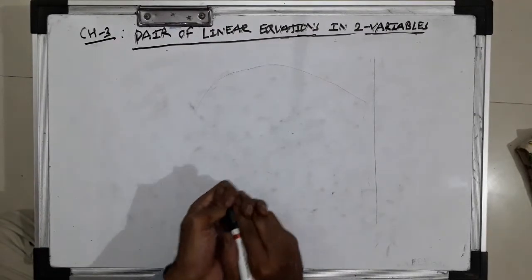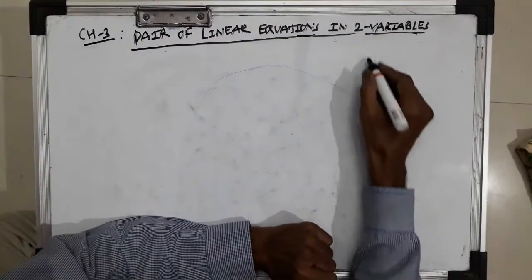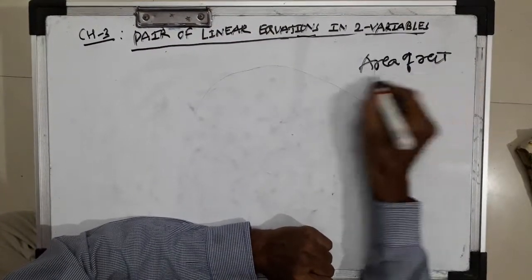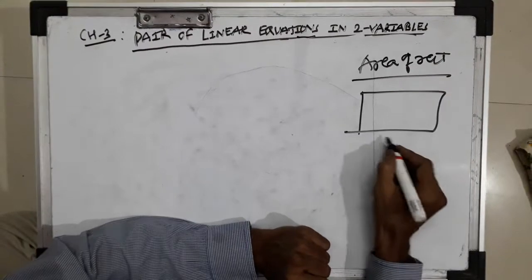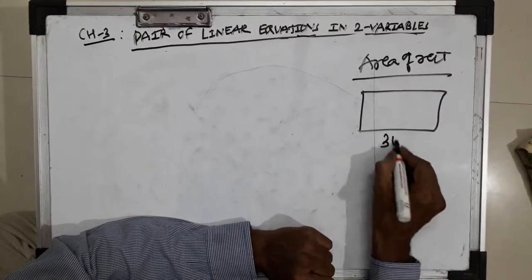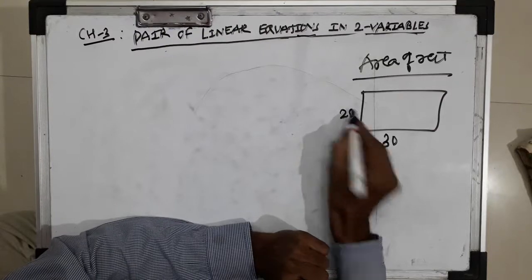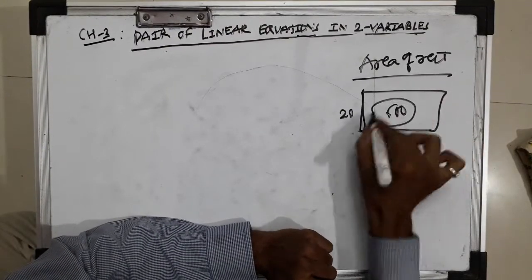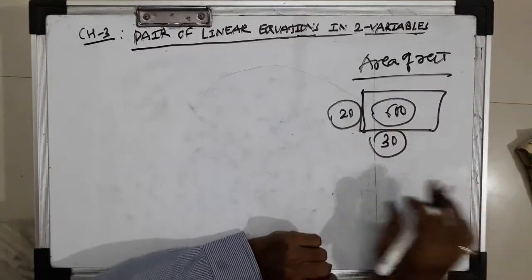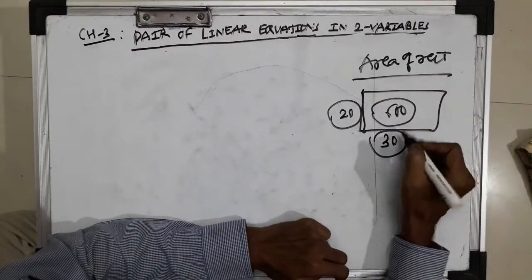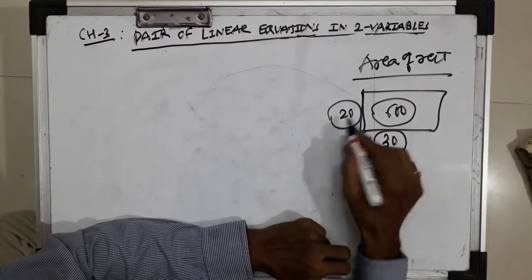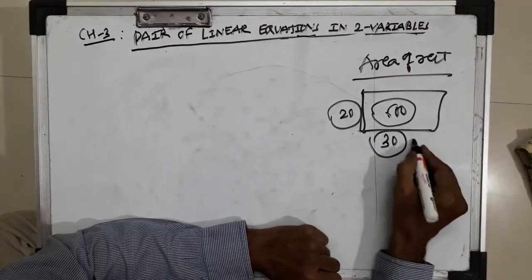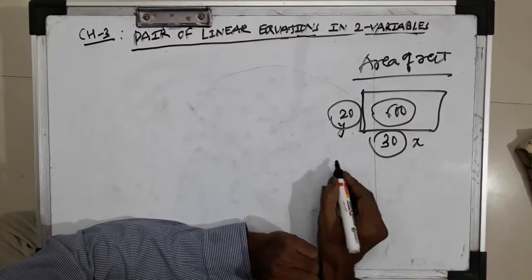Now we are going to take some examples related with area of rectangle. Consider one example. Suppose 30 and suppose 20. This is the length and this is the breadth, and area will be 600. Just on this basis we are going to form one statement or one question. What is that? Area of the rectangle is 600. This is one statement. Or length we are considering as x, breadth as y.